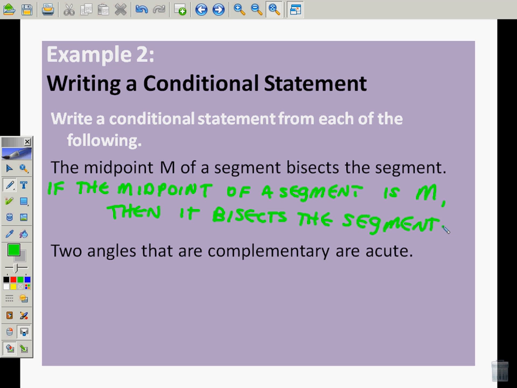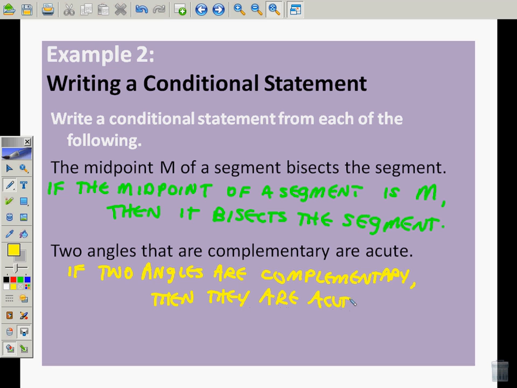For the next one, if you want to try this one on your own, go ahead and pause it. But I'm going to go ahead and go right through it. Two angles that are complementary are acute. If two angles are complementary, then they are acute. Okay? So I just turned those simple statements into conditional statements. Put the if and the then in there. Okay? So we can do this with a lot of different things.